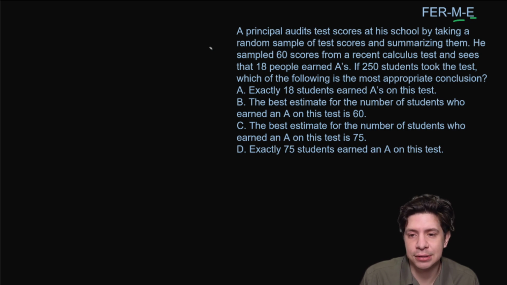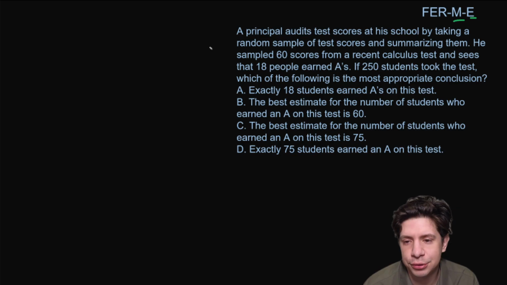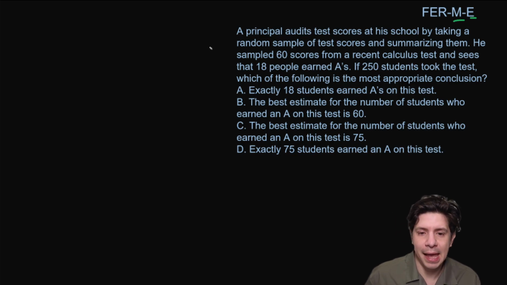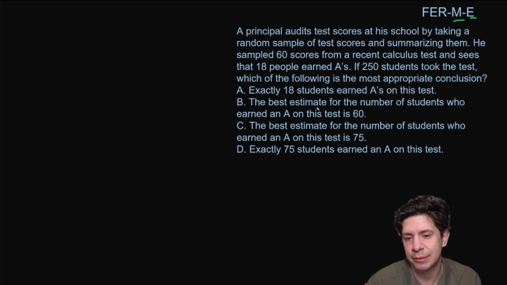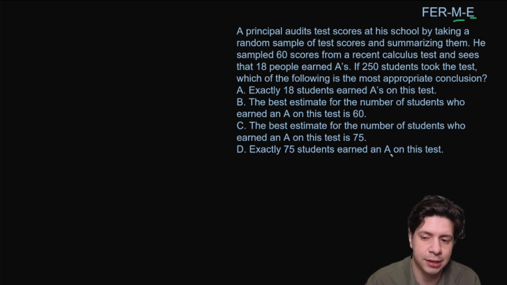A principal audits test scores at a school by taking a random sample of test scores and summarizing them. He sampled 60 scores from a recent calculus test and sees that 18 people earned A's. If 250 students took the test, which of the following is the most appropriate conclusion? A, exactly 18 students earned A's on this test. That wouldn't make sense, right? If 18 out of 60, you would think there'd be more A's. B, the best estimate for the number of students who earned an A on this test is 60. I think they're just taking this number, but we'll see. C, the best estimate for the number of students who earned an A on this test is 75. Okay, we'll see where we get 75. D, exactly 75 students earned an A on this test.